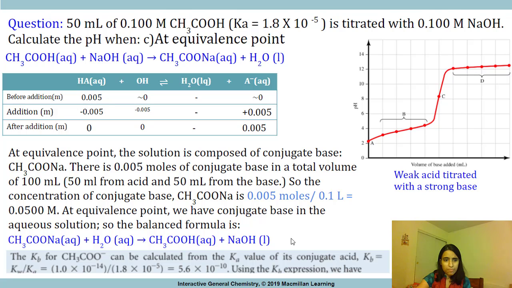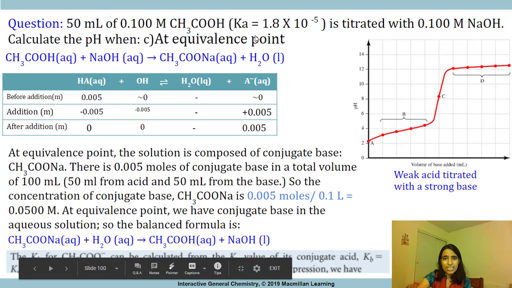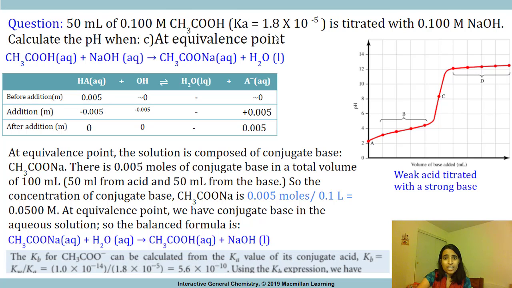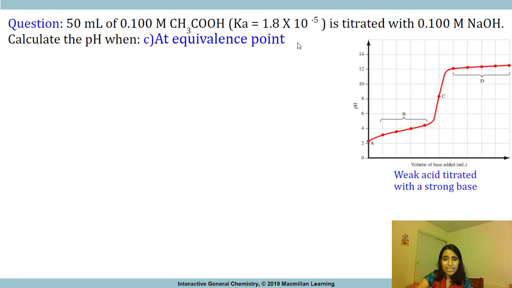Now, how do we find Kb for acetate? For acetic acid, we know the Ka is this. So for acetate ion, the Kb can be found by dividing 1.0 times 10 raised to negative 14 by this number, because Ka times Kb is equal to 1.0 times 10 raised to negative 14. So using that formula, you will be able to find the Kb.